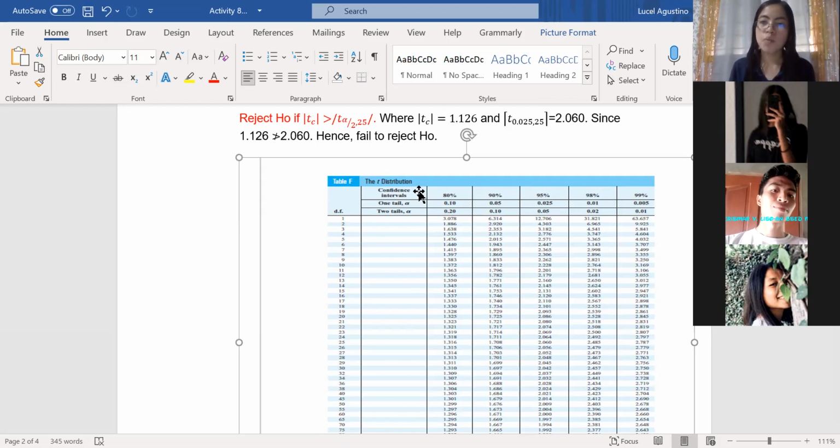So usually most of the software-aided nga statistical analysis, they are only presenting the p-value or the probability value. If you could remember in your Z distribution or standard normal distribution, we can also use the probability value in having a conclusion. So opposite siya ang iyang way, ang default. So reject HO if your p-value is less than level of significance.